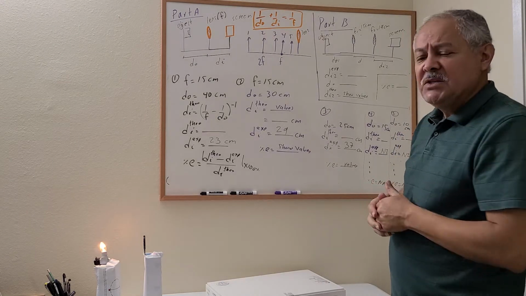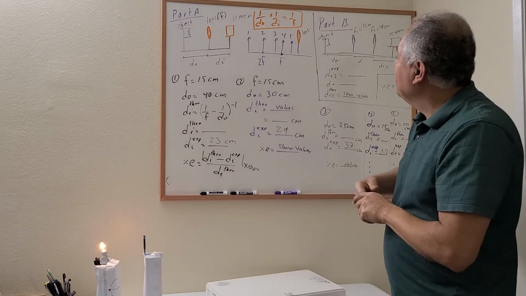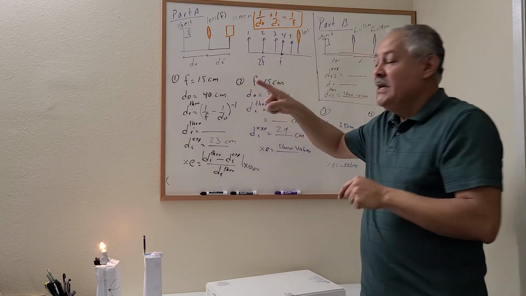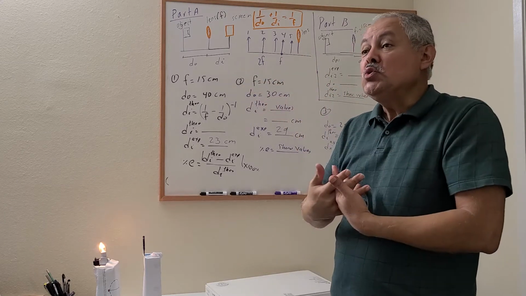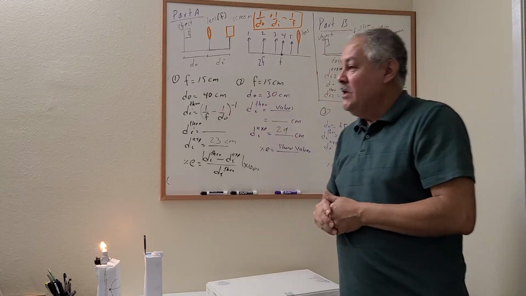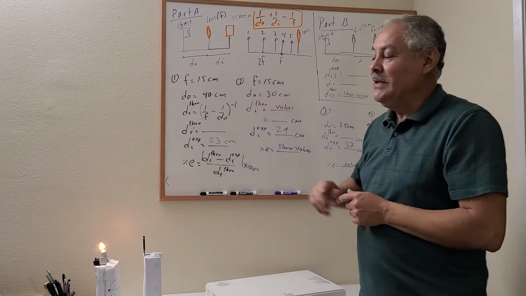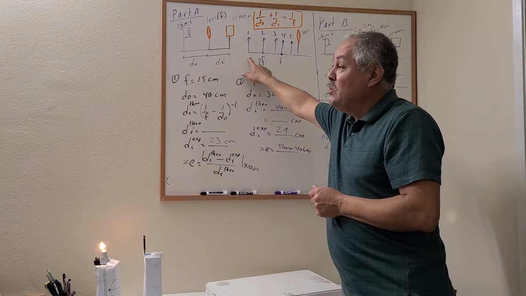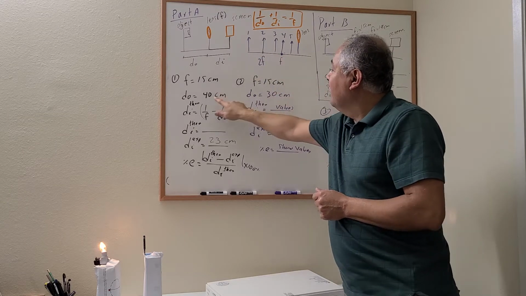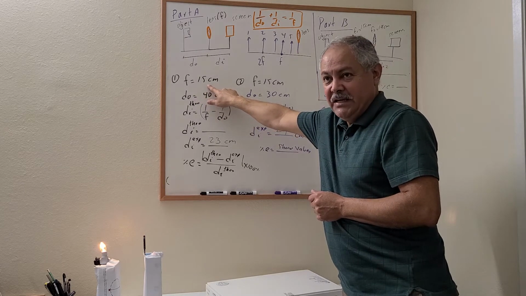Let's do five cases in this experiment. Case one, when the distance from the lens to the object is more than two focal lengths. The focal length right here is 15, twice is 30, so let's go to 40. So case one is when DO, the distance from the object to the lens, is 40 centimeters. The focal length is again 15 centimeters.